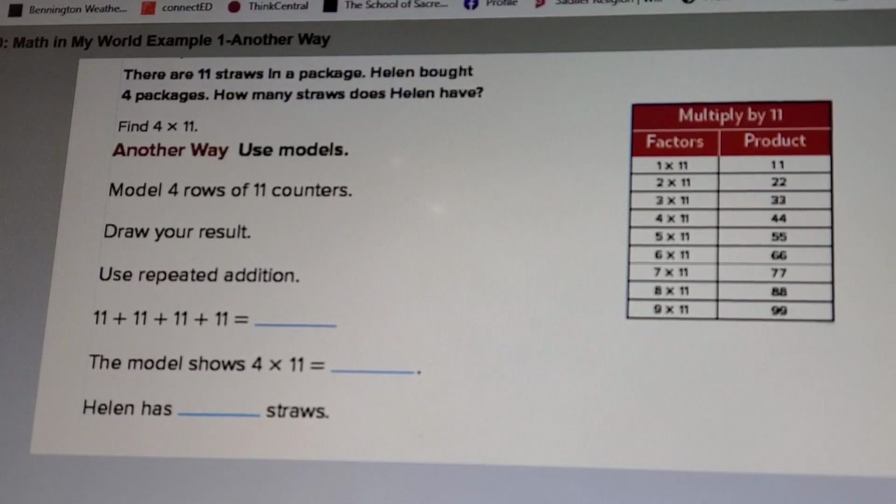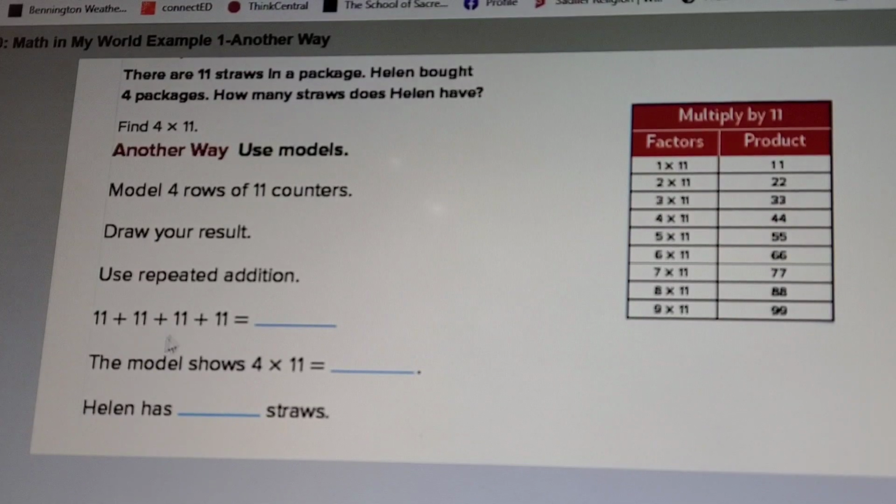Math in My World, Example 1, Another Way. There are 11 straws in a package. Helen bought 4 packages. How many straws does Helen have? Find 4 times 11. Another way, use models. Model 4 rows of 11 counters. Draw your result. So you would have 1 row of 11, 2 rows of 11, 3 rows of 11, 4 rows of 11.